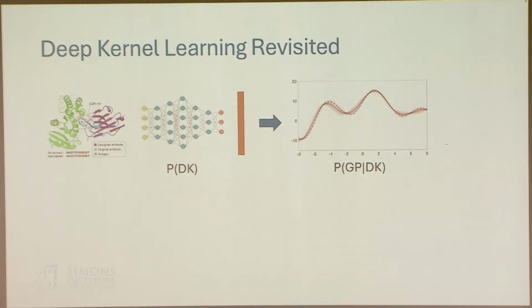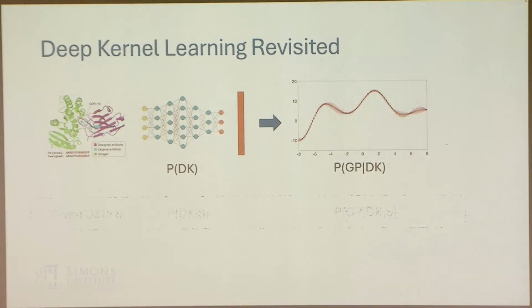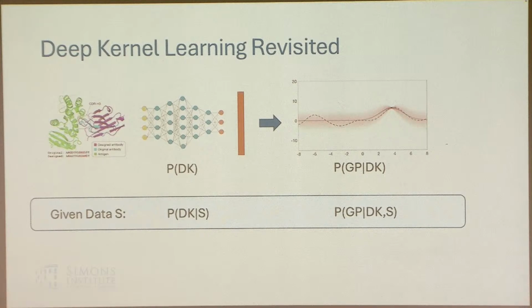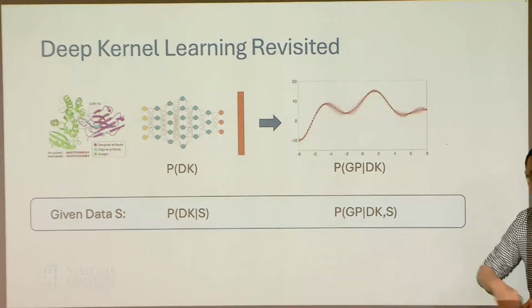Now, if we want to be fully Bayesian in the context of doing this deep kernel learning plus a Gaussian process, you actually want to maintain a prior over your deep kernel. And then the Gaussian process on top of the deep kernel would be the Gaussian process conditioned on the deep kernel you found. Given new data that we collected, as we're running our experiments, we would then compute our posterior over the deep kernel, and then compute a posterior of our Gaussian process conditioned on the deep kernel and the data.